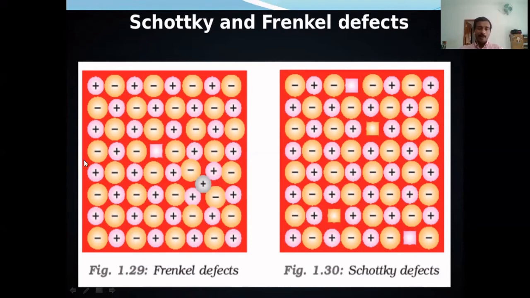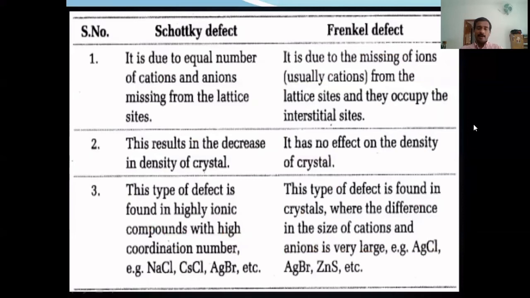Here it is Frenkel defect. What can you see here? A positive ion is missing from the lattice site. But here, that positive ion is present in the interstitial site. It is moving from its original lattice site, and it is present in the interstitial site. It is Frenkel defect. We can compare Schottky and Frenkel defect.